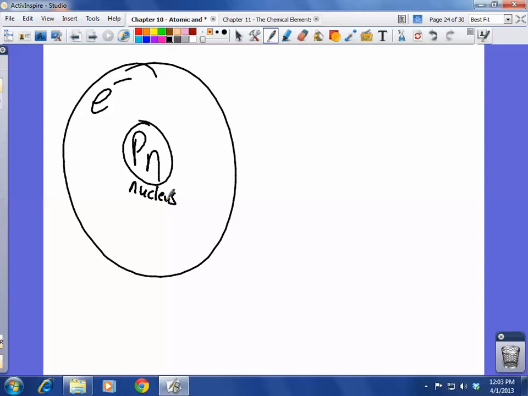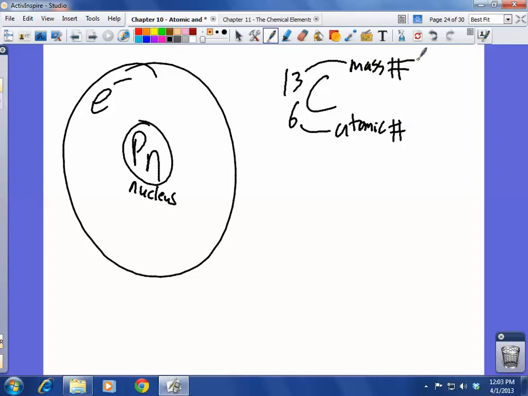And we used a couple numbers to describe this. All right? So let's start talking about carbon, for example. Carbon 13.6. What do I call this top number? Yeah. The bottom number is the atomic number, and the top number is the mass number. Okay? And remember, the atomic number tells us how many protons we have in a given atom, while the mass number tells us protons plus neutrons. Okay.